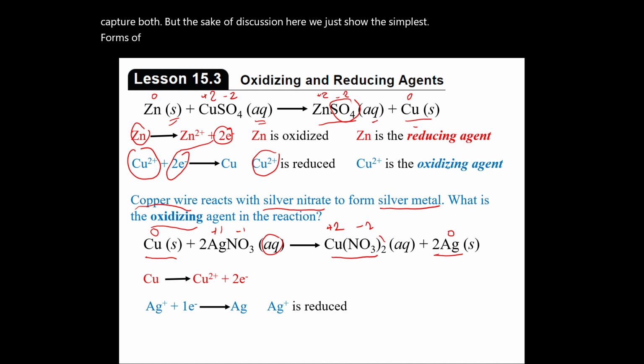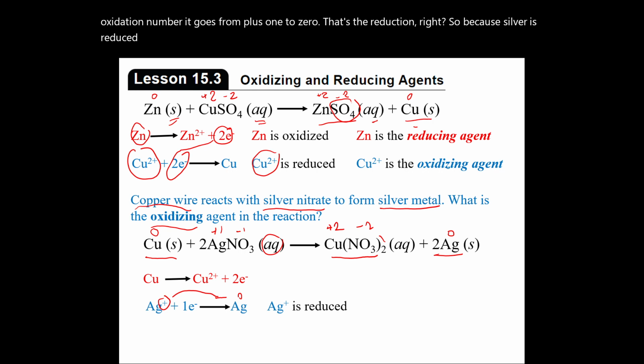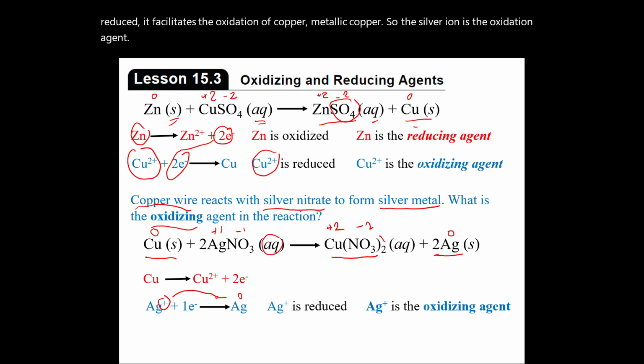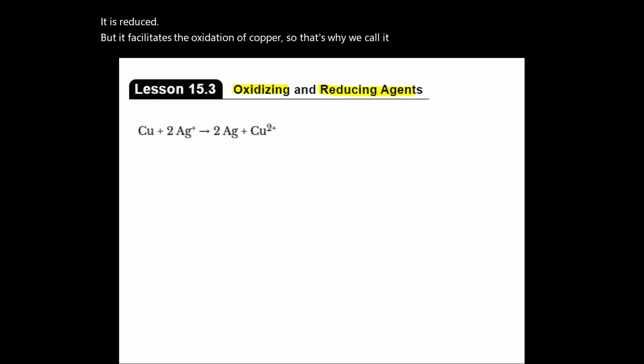So silver gains an electron. So gaining an electron is reduction. You can also tell from the oxidation number, it goes from +1 to 0. That's the reduction, right? Because silver is reduced, it facilitates the oxidation of copper, metallic copper. So the silver ion is the oxidizing agent. It is reduced, but it facilitates the oxidation of copper, so that's why we call it an oxidizing agent.